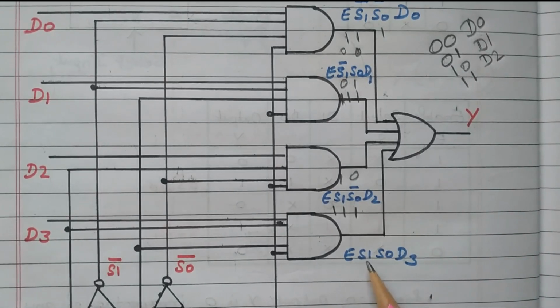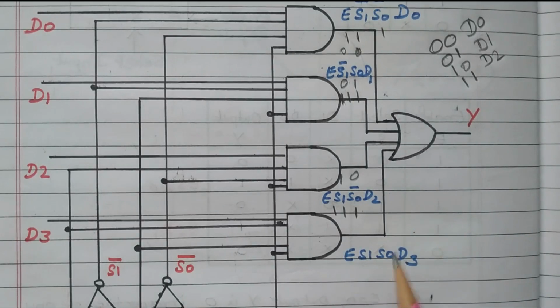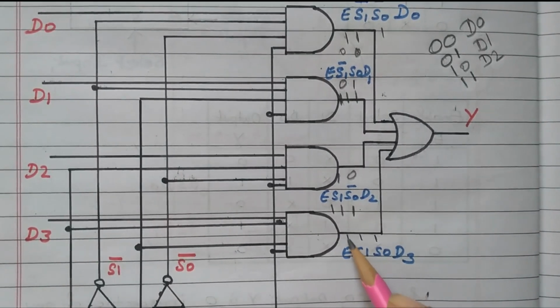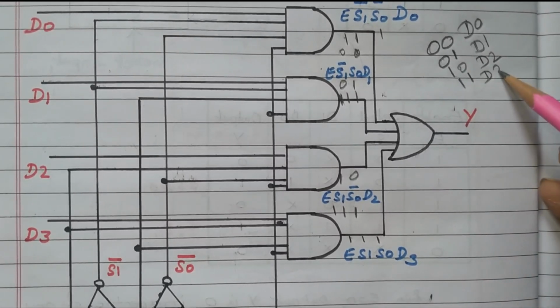For example, see here 1 0. S1 is 1, S0 is 0. 0 means totally it is 0. Similarly, these also become 0. I will go to the fourth one, 1 1. S1 is 1, S0 also 1. Already enable is 1. So those 3 inputs are 1. So automatically it will produce D3 as the output, right.